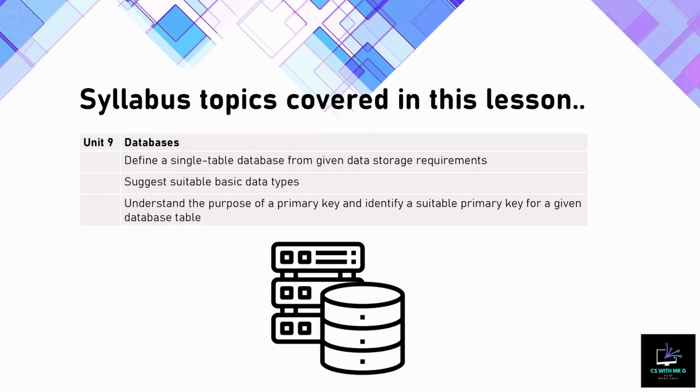So to start off with, we are going to look at this term single table database just for today, where we will look at a database consisting of a single table. So we need to know what a table is and what's inside a table. We will also look at the basic data types that we can use in our tables, which, as I've mentioned, is very similar to programming, but there are a few differences which we will cover today. Then we have this term primary key, where we need to be able to identify a suitable primary key given a certain scenario and an example database to work with.